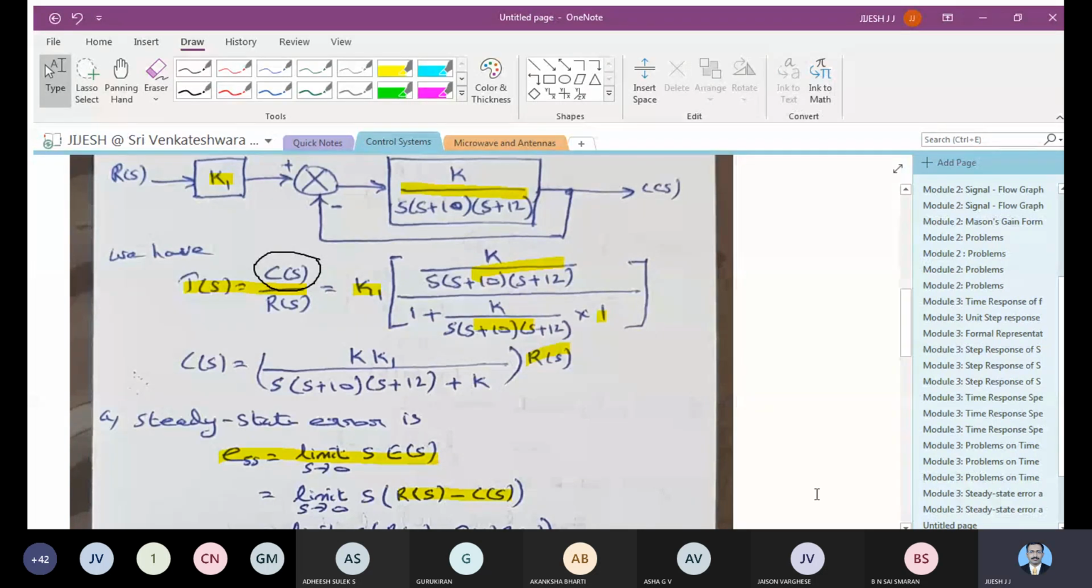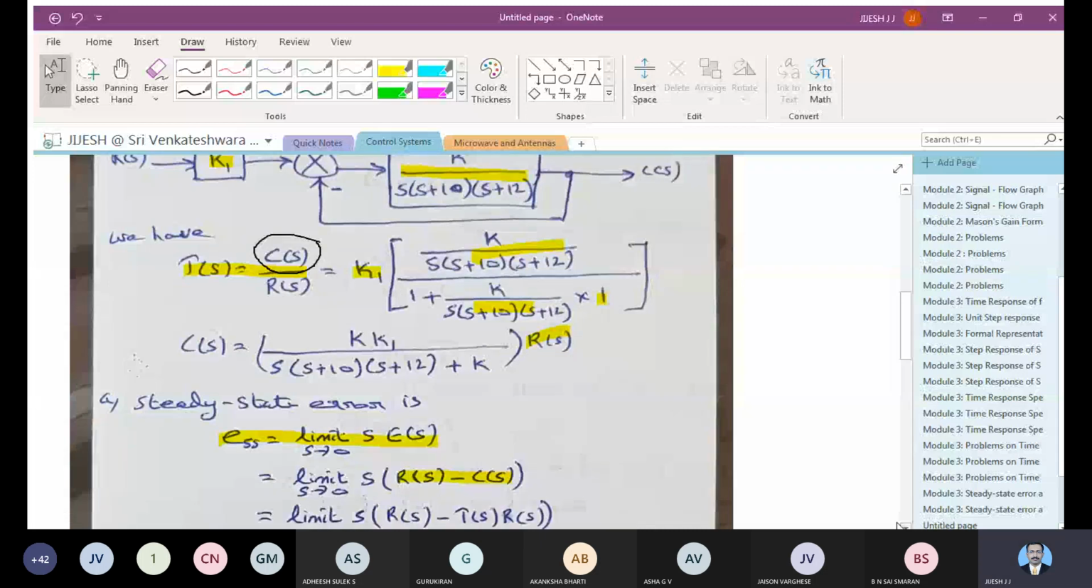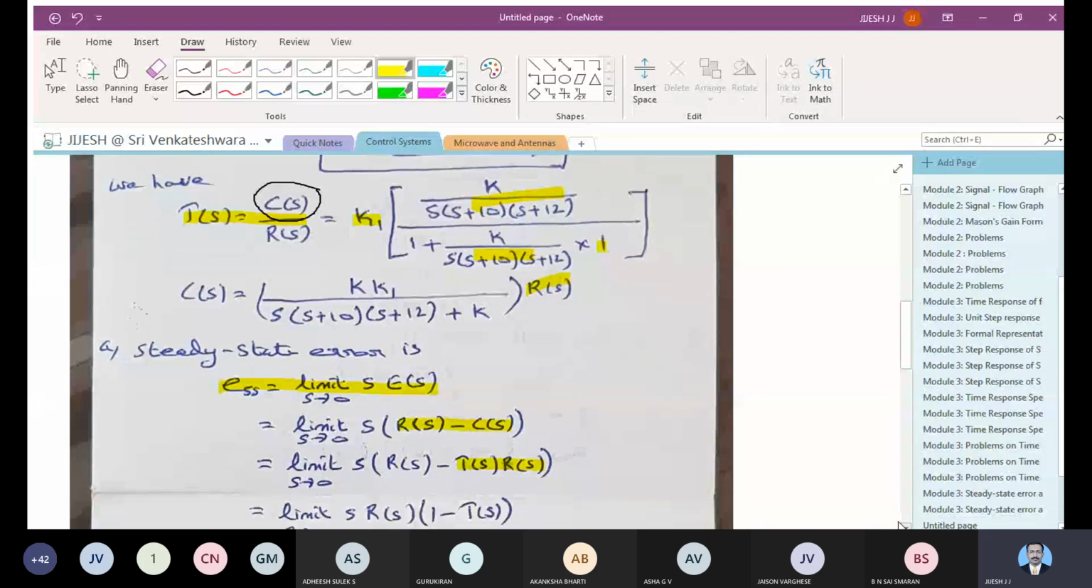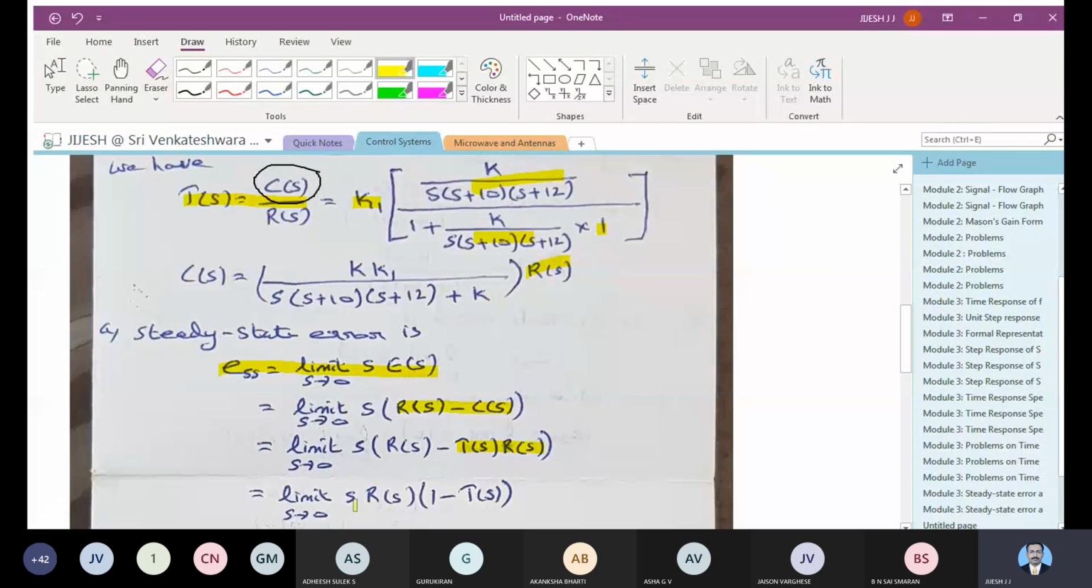So substitute in place of C of S as T of S into R of S. So you'll get limit of S tends to 0 S into R of S minus T of S into R of S. Taking the terms R of S outside, so you'll get limit of S tends to 0 S into R of S multiplied by 1 minus T of S.